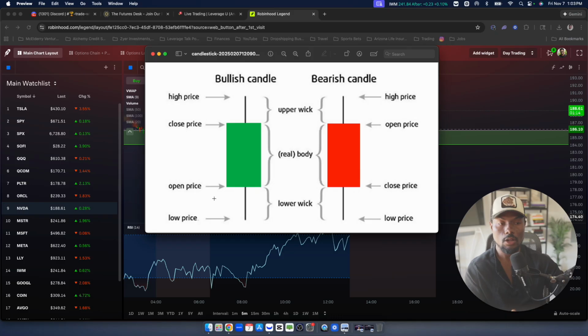Say the market opens and you're trading NVIDIA. NVIDIA opens, say, at 180. It pushes down to 177, the lowest price, and then turns this candle back green, and you push all the way back up, say to 187, and then it closes at 185.